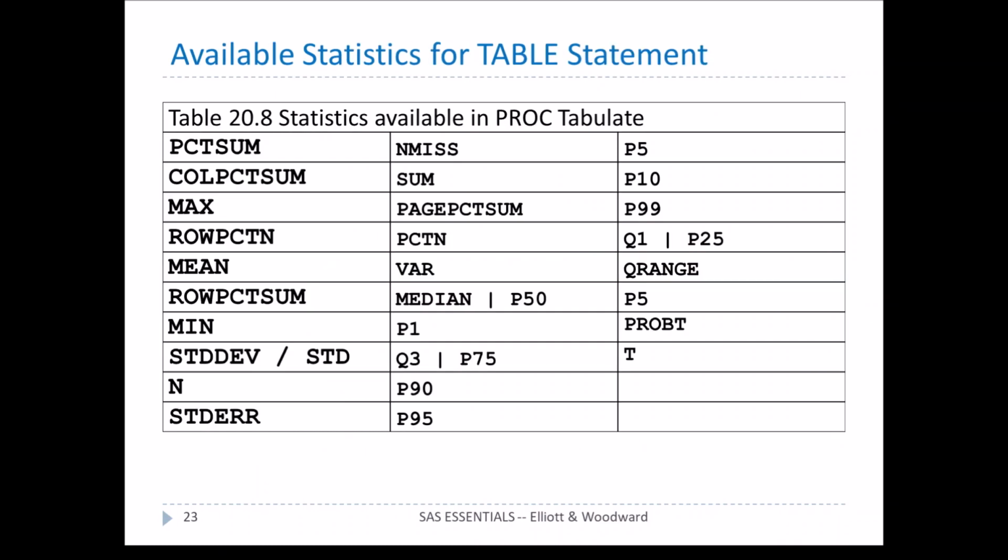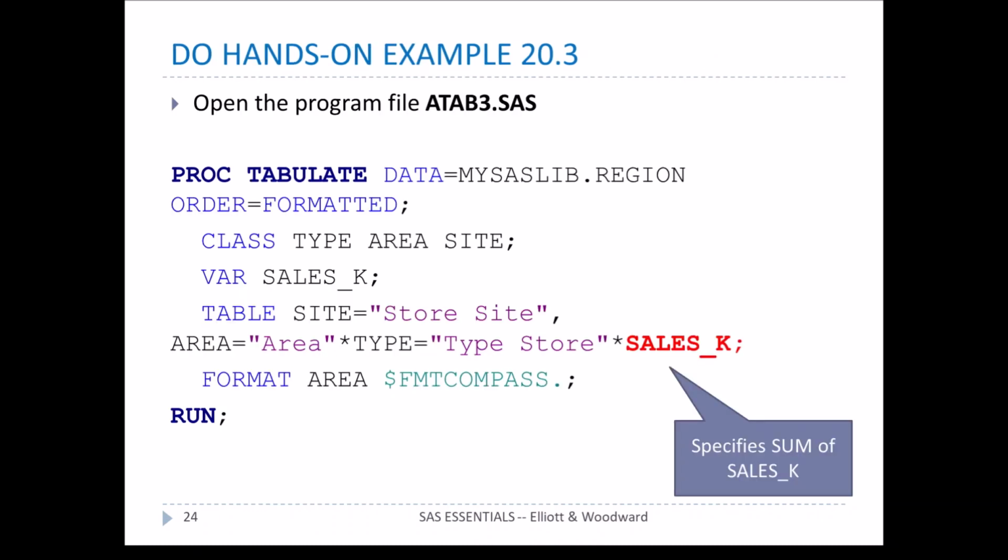So let's look at the available statistics for the table statement, and these are commonly used statistics that we saw earlier. But we can do percent sum, column percent sum, max and mean and min and all those kinds of things. All of these are available. So let's look at how we would use that.